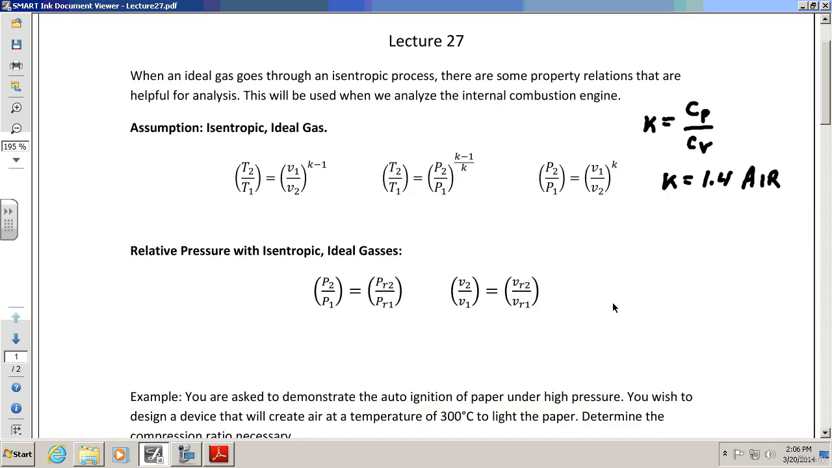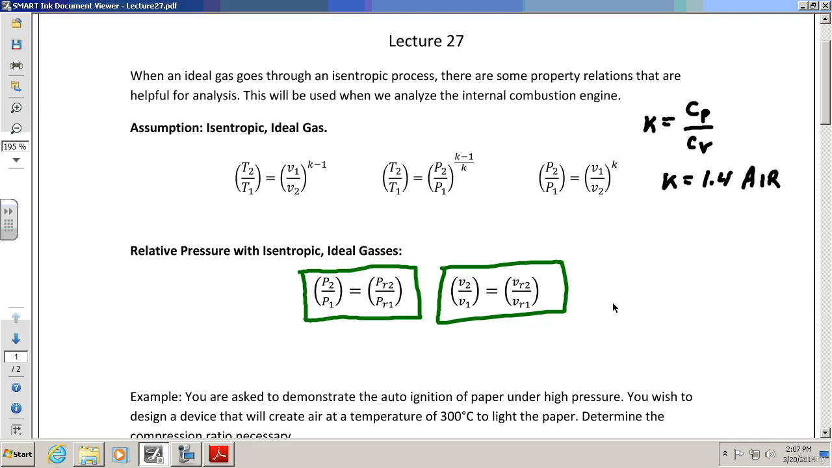This is nice. When we have an isentropic ideal gas process, we can say P2 over P1 is equal to the relative pressure 2 over the relative pressure 1. And we can say V2 over V1 is equal to the relative specific volume at 2 divided by the relative specific volume at 1. Okay? No memorization here. All these equations will be provided for you. No memorization, but you need to know how to use them.